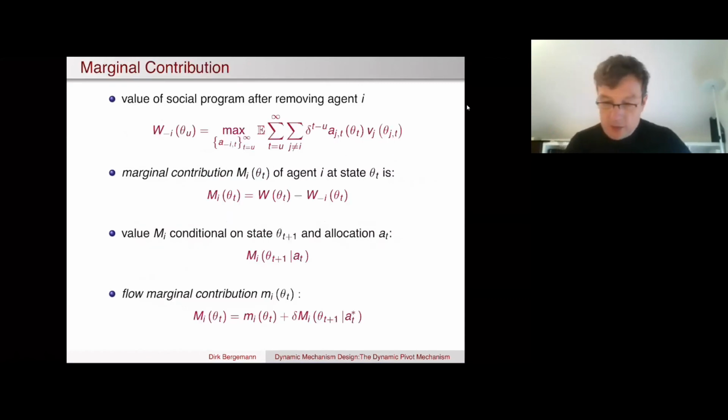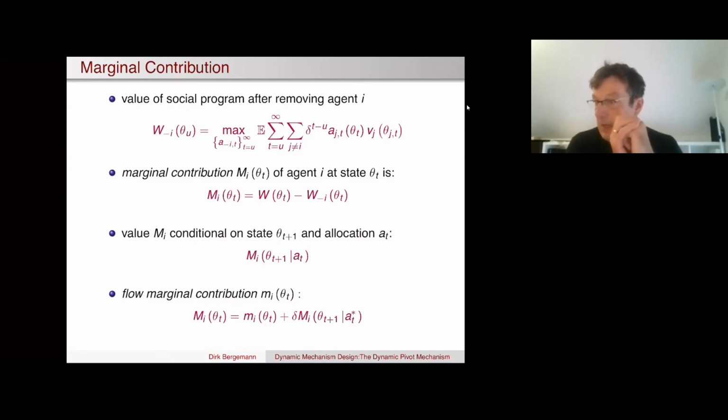Excellent. Okay, so now we are at the position where we can really describe what the pivotal mechanism is going to look like. And to this, we need to give you a general definition of the notion of a marginal contribution. So remember, the marginal contribution is basically comparing the social value in the presence of I minus the social value in the absence of I.